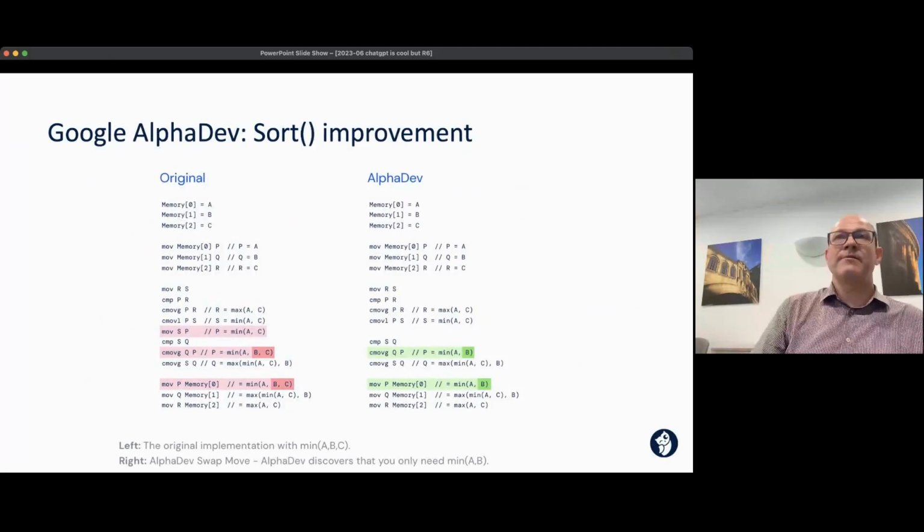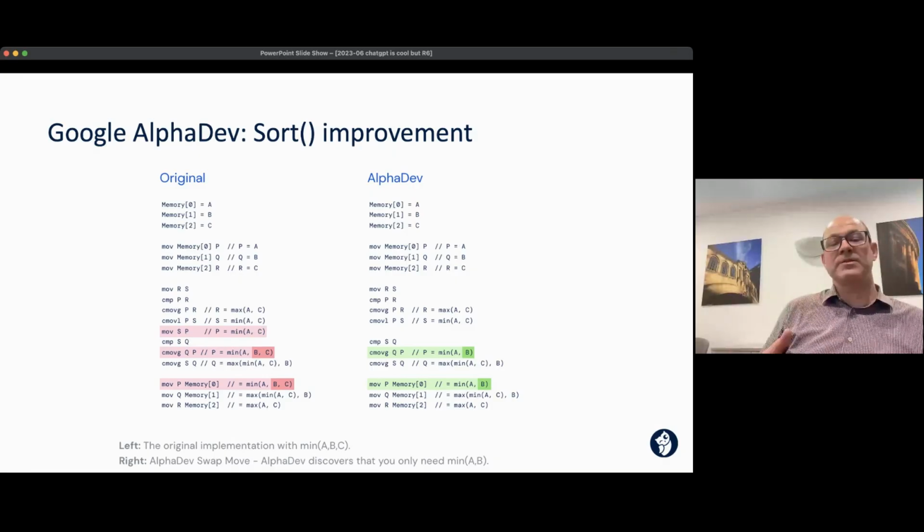So here's what AlphaDev did for the sort improvement. They ran it on the assembly language instructions, on x86 assembler. You can see on the left-hand side the original implementation, and on the right-hand side the version that AlphaDev came up with. Essentially it tried deleting instructions, changing the assembler language instructions, and moving things around. It tried lots of different ways to see which approaches would improve the algorithm. Would it get the same result? And was it any faster?